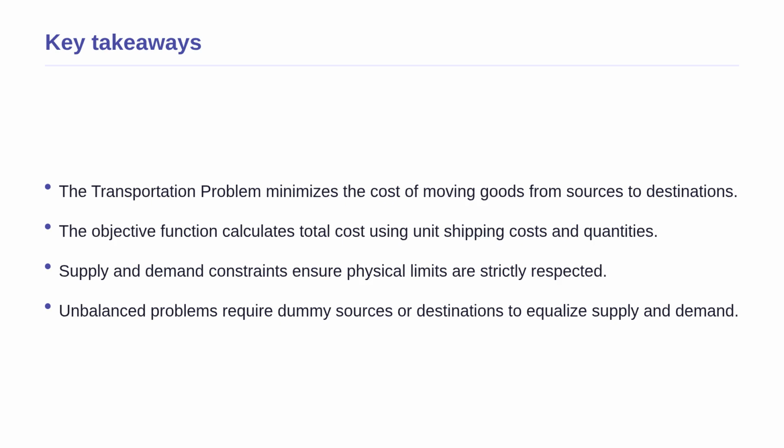We have covered a lot of ground today. Let us review the key takeaways. First, the transportation problem is a powerful mathematical tool used to find the absolute cheapest way to move goods from multiple sources to multiple destinations. Second, we use an objective function to minimize total costs while strictly following supply and demand constraints to ensure we do not exceed our physical limits.